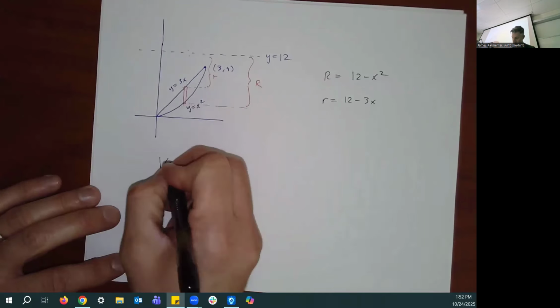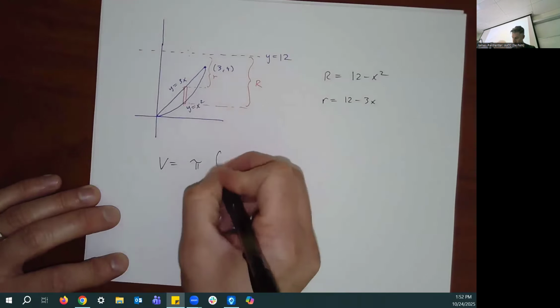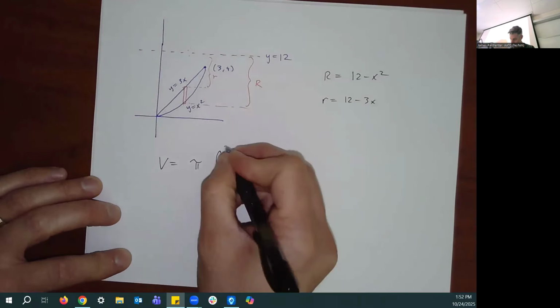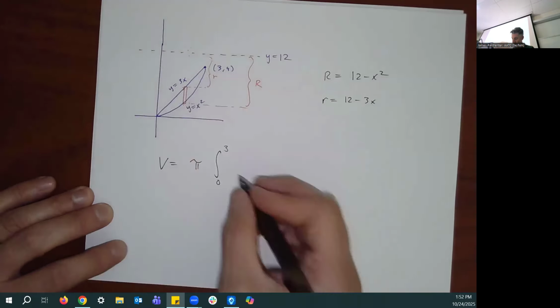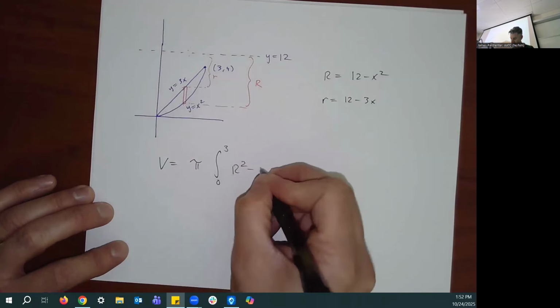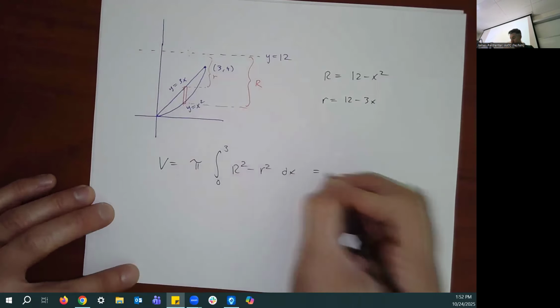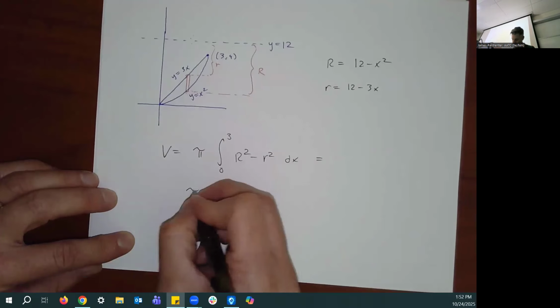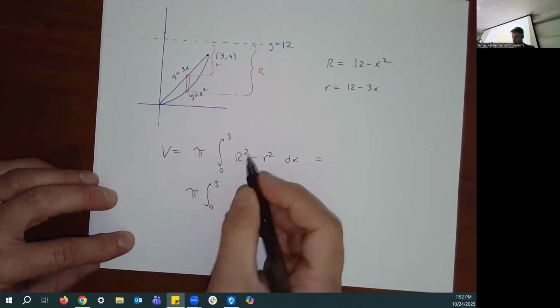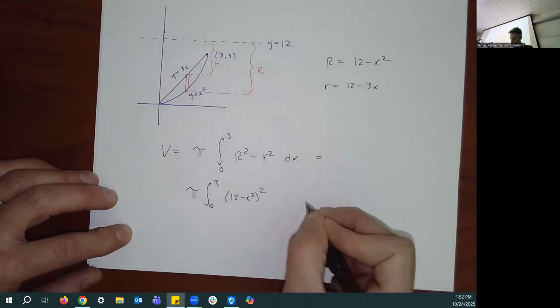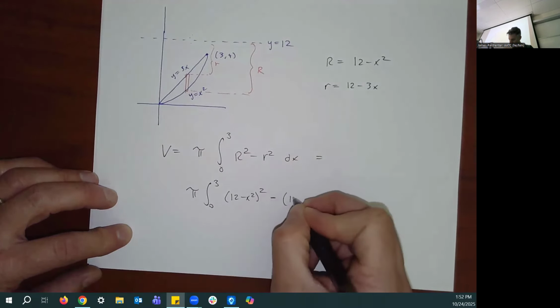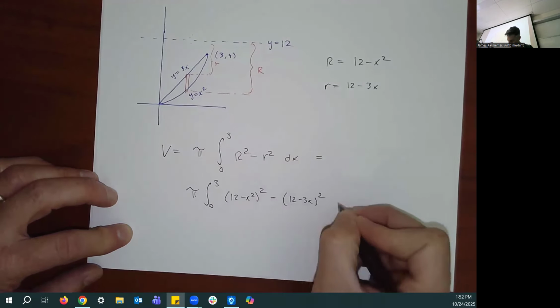The volume is going to be pi times the integral from 0 to 3, because those strips still go as far left as 0 and as far right as 3, of your big radius squared minus your little radius squared dx. In this case, that's pi times the integral from 0 to 3. Our big radius is 12 minus x squared, and we square it. Our small radius is 12 minus 3x, and you square it.